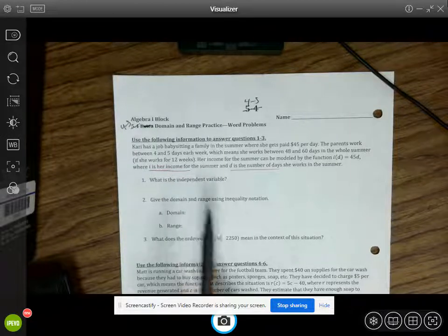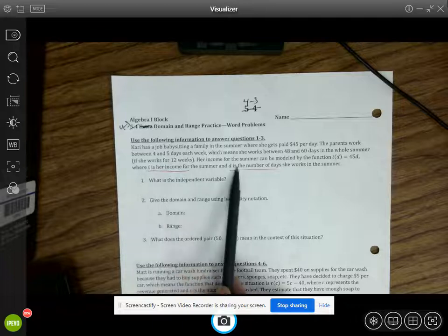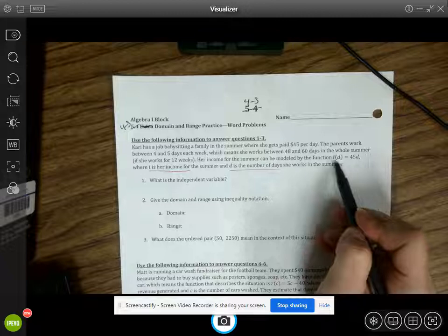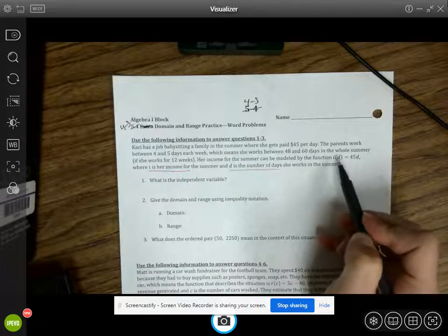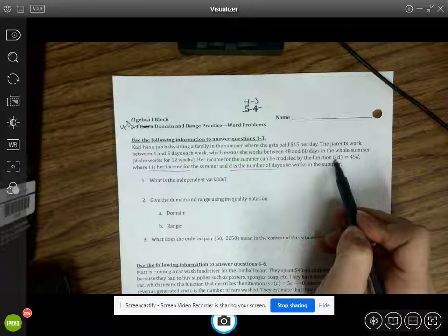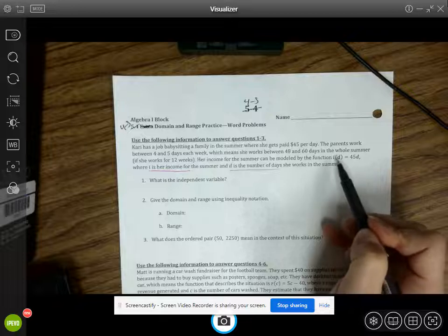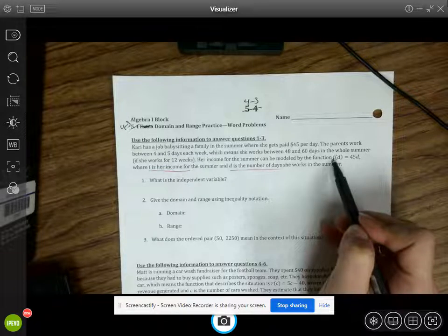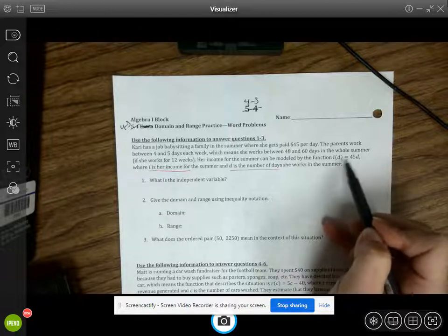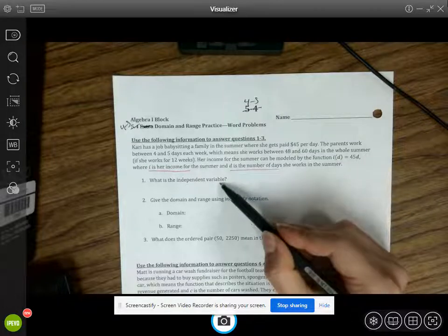Okay, so the first question I asked you is, what is the independent variable? So we've got these 2, I and D. I is her income and D is her number of days. Now recall that this, like f of x, is the same as y. And is y the independent or dependent variable? Y is the dependent, so I is the dependent. Now over here, D, whichever one is in the parentheses, is like x, and x is your independent variable.